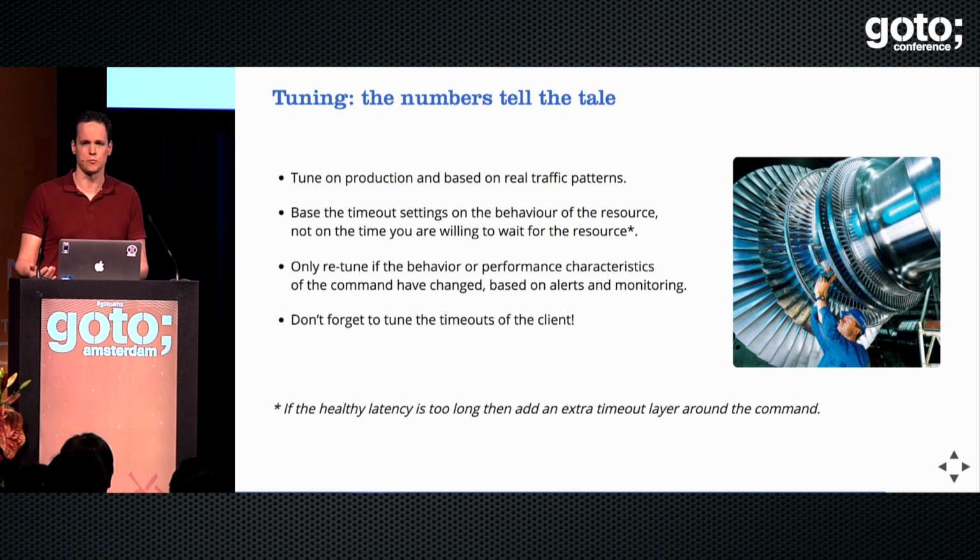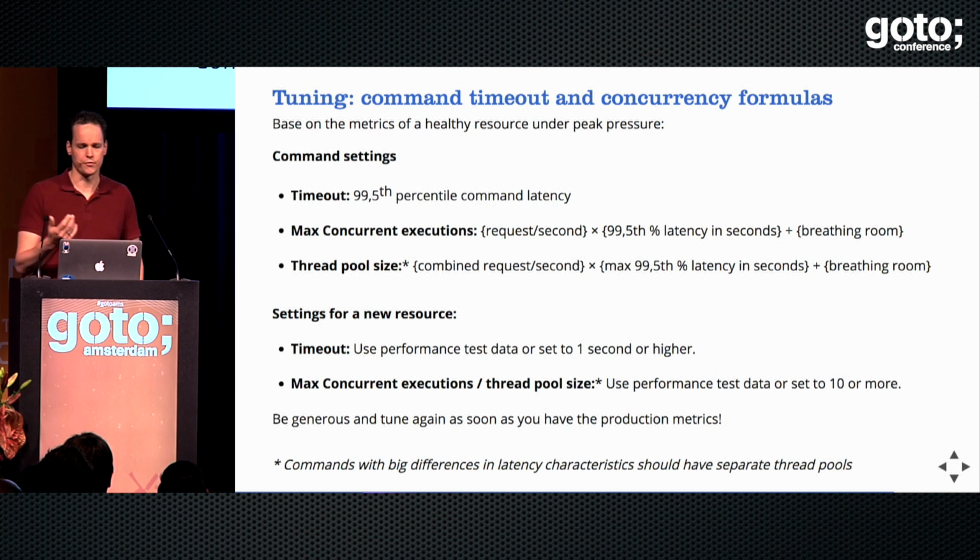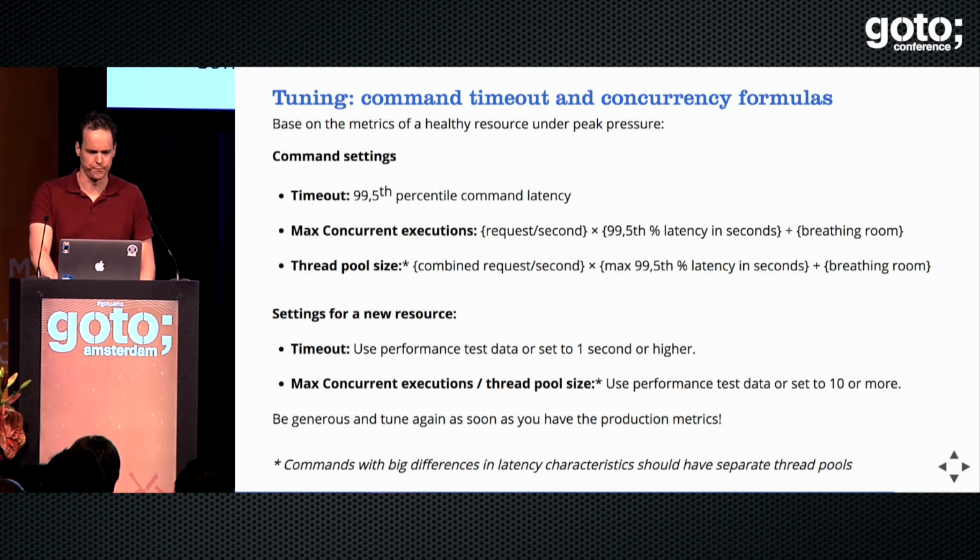But if you don't want to wait a second, but maybe only half a second, then you need to add an extra layer of timeouts around that and say, oh, I only want to wait half a second. Else the timeout will always give errors because it thinks that the resource is unhealthy. And again, don't forget the timeouts of the client. So I have this overview of different formulas for these timeout settings and concurrency settings. I'm not going to go through them now. If you download the slides, you can take a look at them. And similar ones are also on the Hystrix wiki, so you can take a look there as well.